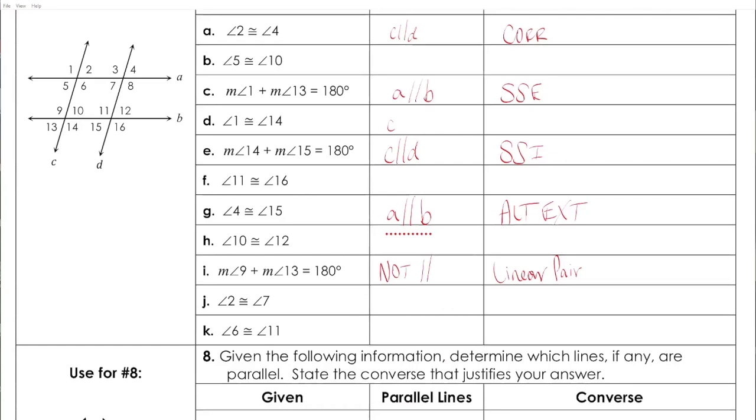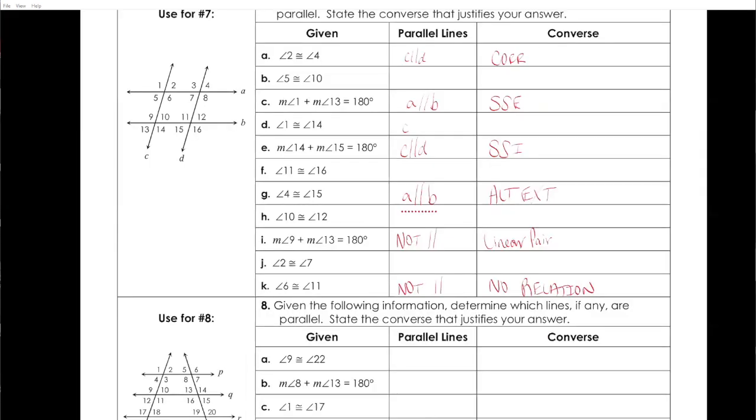All right, last one, 6 and 11. They're not on the same transversal. They're not on the same line. These guys are not related. This is no relation. And if they ain't related, they are not parallel. Maybe they are, but there's nothing we got that can prove it.